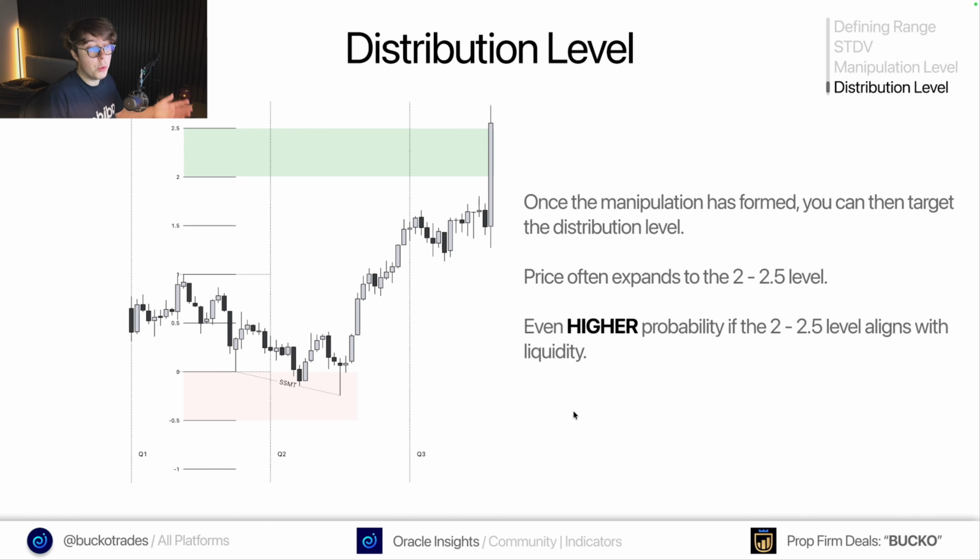Remember, this isn't going to work 100% of the time. It can just be used as a confluence with your model that you've already got, or to help you set those targets if you are struggling with that as well. So yeah, with that being said, that's the slideshow over.